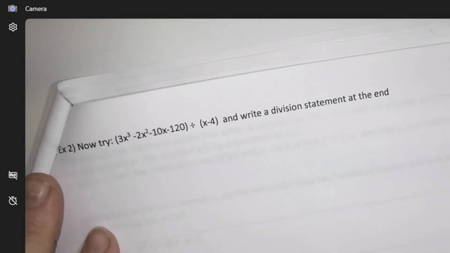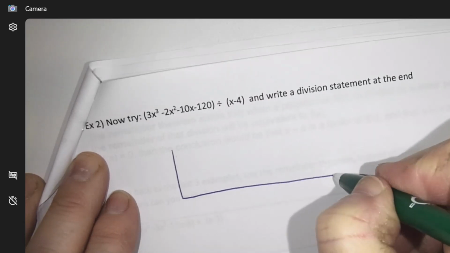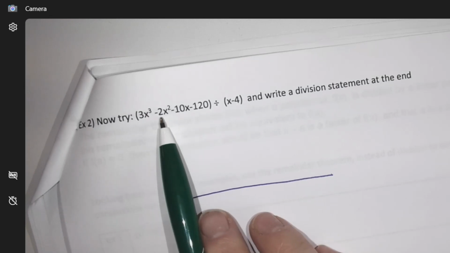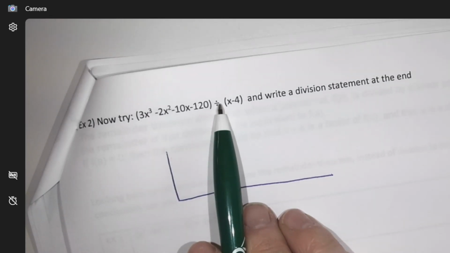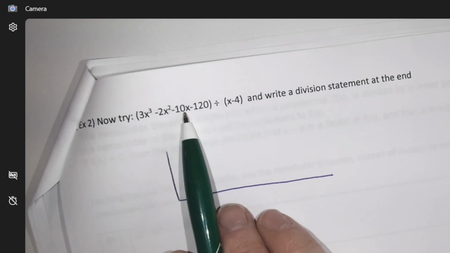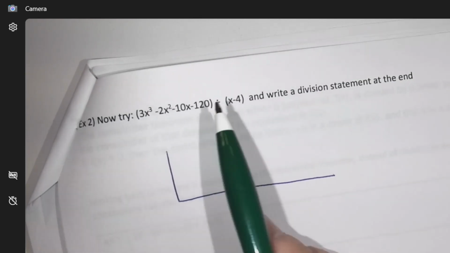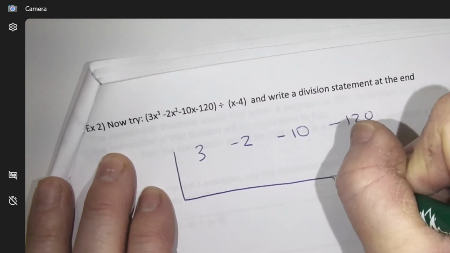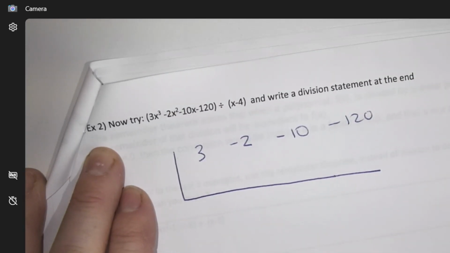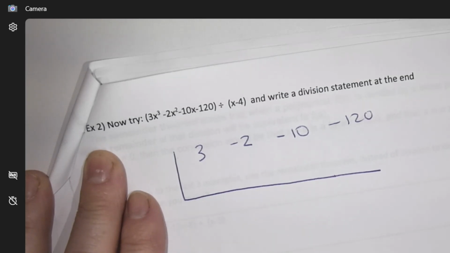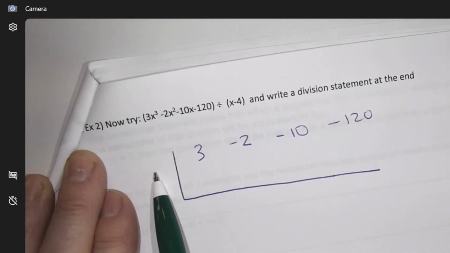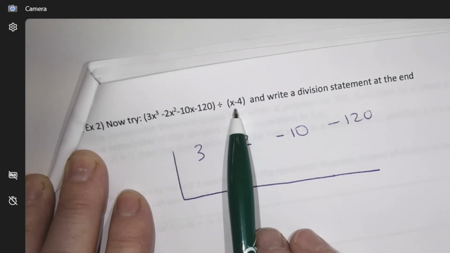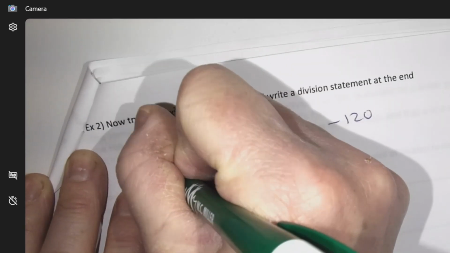Okay, so here we go. Let's try another one. Here's my box. So look at the polynomial quickly. Are there any gaps, or does it go down in order perfectly? Cubed, squared, x, number. I think that's good, right? There's no gaps. So 3, -2, -10, -120. In front, I'm going to put the x-intercept or the root number. So what's the root number to this factor? +4.